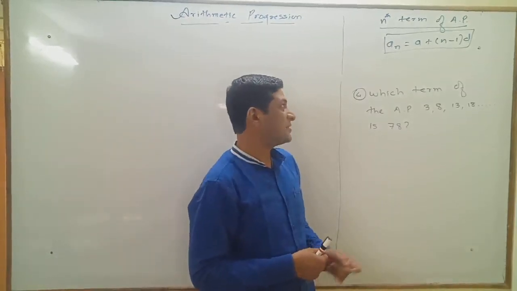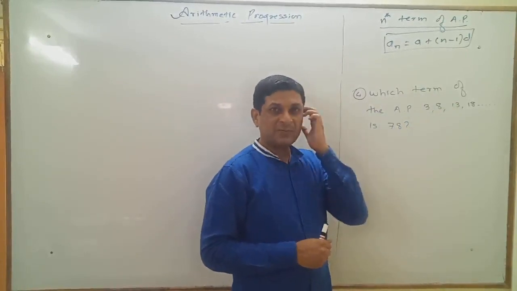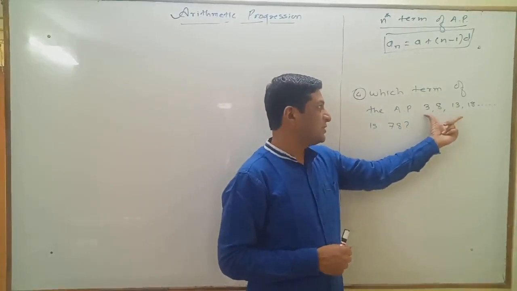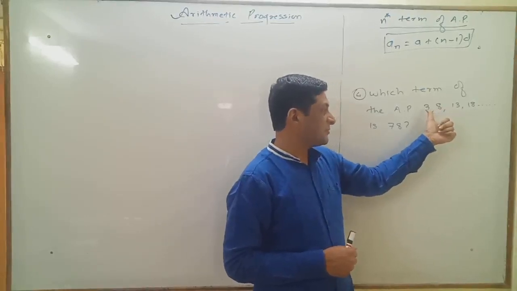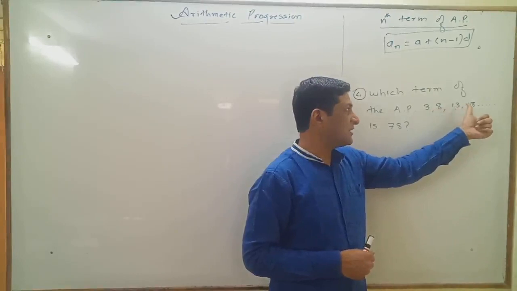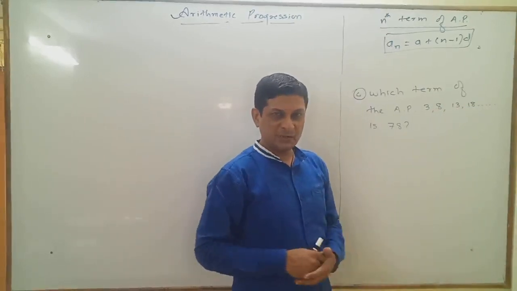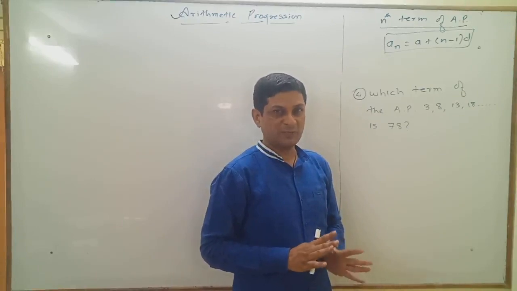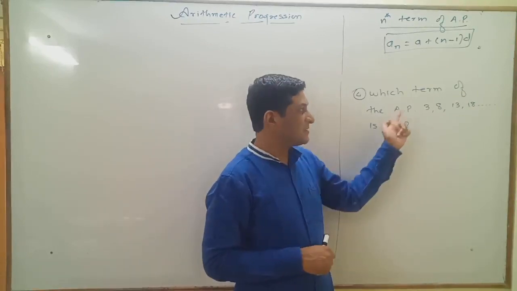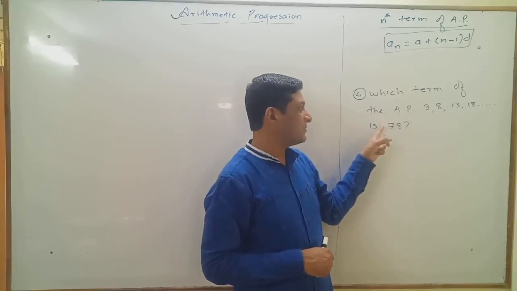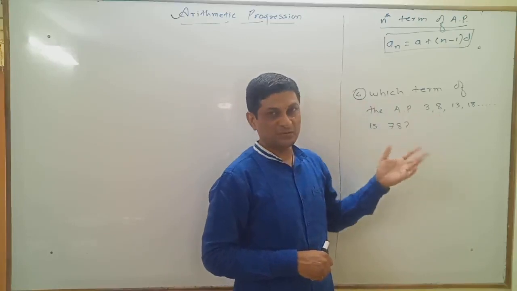Now let us try to solve the fourth example. In the fourth example, one arithmetic progression is given to us. Three terms in the arithmetic progression are 3, 8, 13, 18, continuing this way. So already it is given to us that this is an arithmetic progression. It is not necessary to check whether the difference is constant or not. In this arithmetic progression, we have to find out 78 is which term.